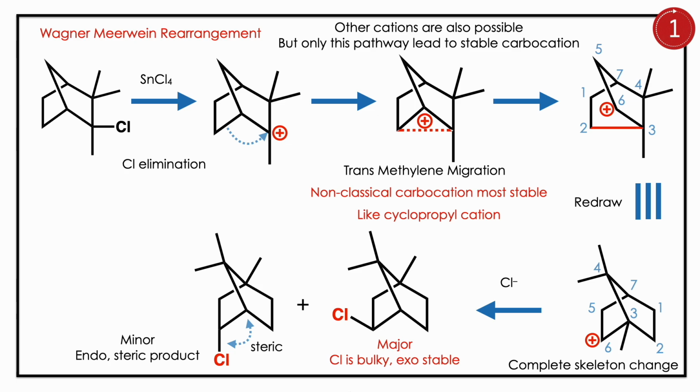But chlorine can be exo or endo. Exo is major because of the bulky chlorine size. The concept you have to learn here is that tin chloride can remove the chlorine from the system. It forms a cation.